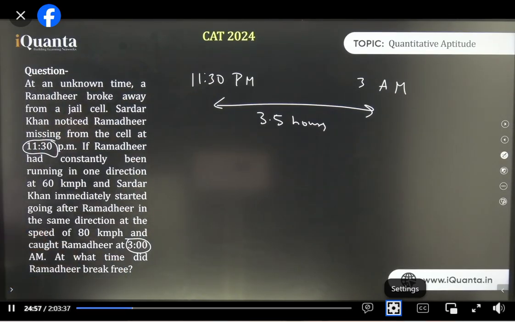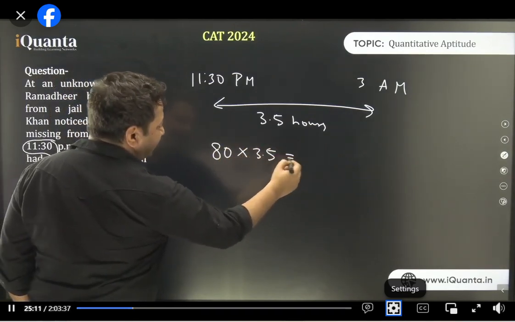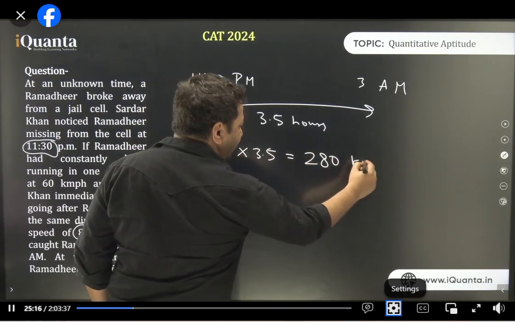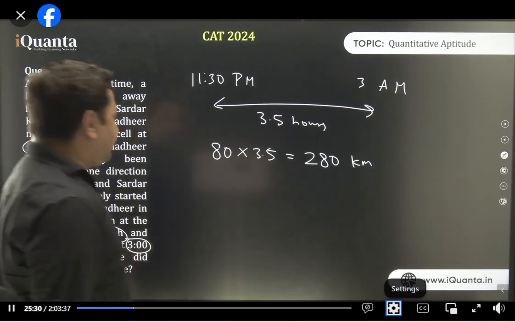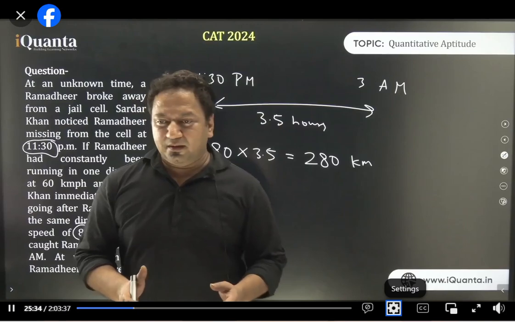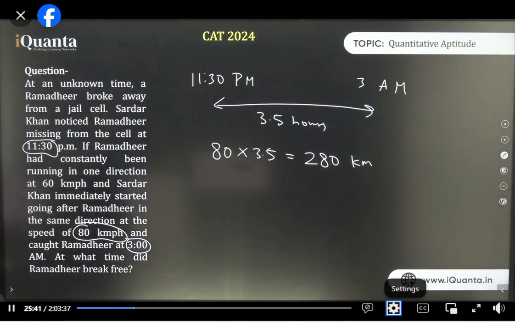So let us forget each and everything. There's one thing which we can calculate. Sardar Khan has run for 3.5 hours at a speed of 80 kilometers per hour. That means he must have run 80 into 3.5. That comes out to be 280 kilometers in total. Isn't it? Sardar Khan ran 280 kilometers. Can we say that the point at which Ramadhir was caught, that point was 280 kilometers away from the jail? Can we say that, yes or no?